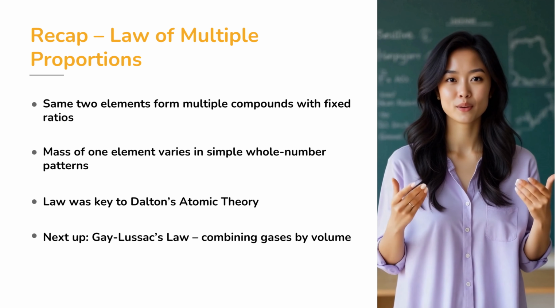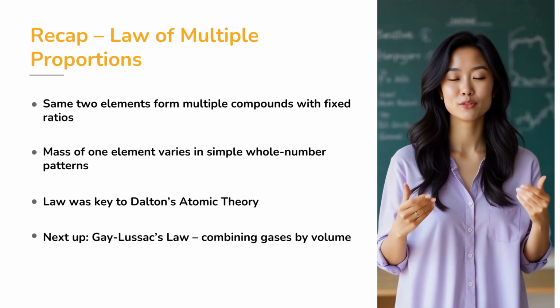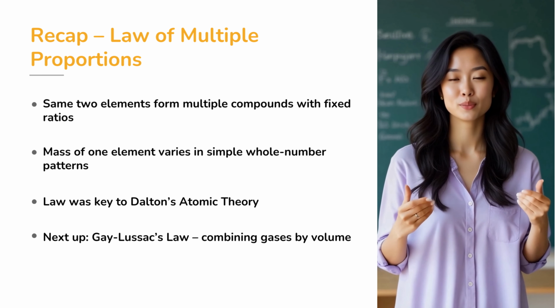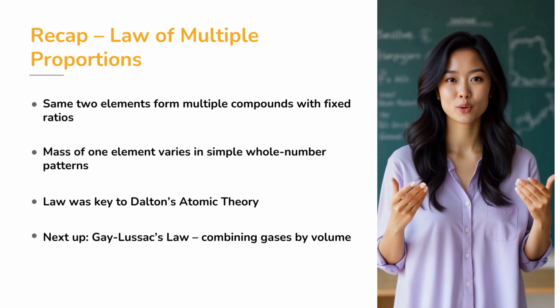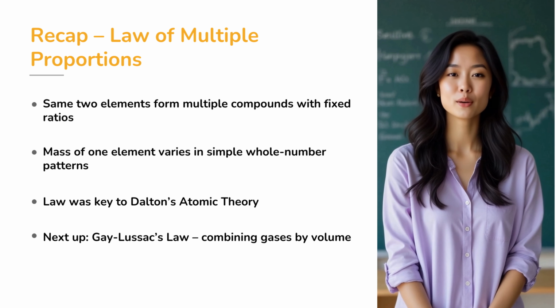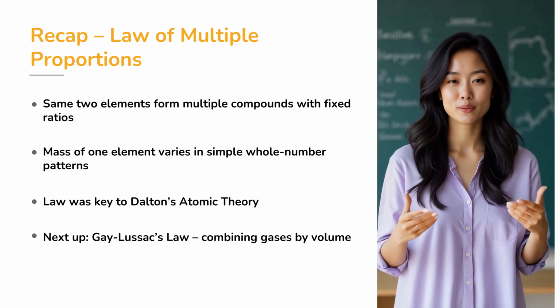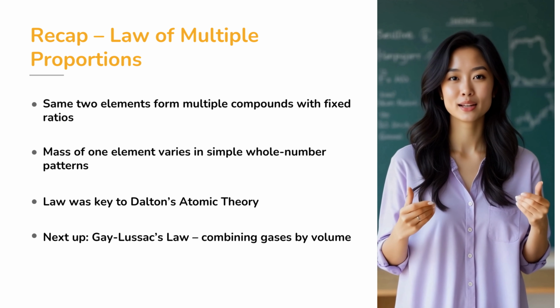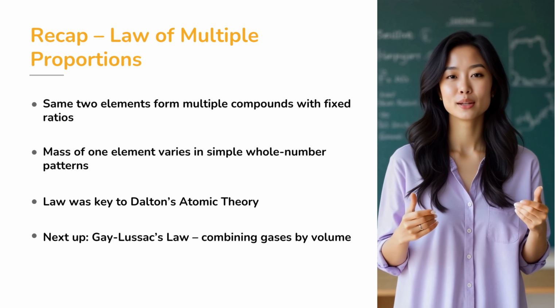Let's wrap this up. When the same 2 elements form different compounds, the mass of one element varies in simple whole number ratios. This is the law of multiple proportions. It's proof that nature follows order, not chaos. And this law was a game changer. It helped John Dalton shape his atomic theory, laying the foundation for modern chemistry.